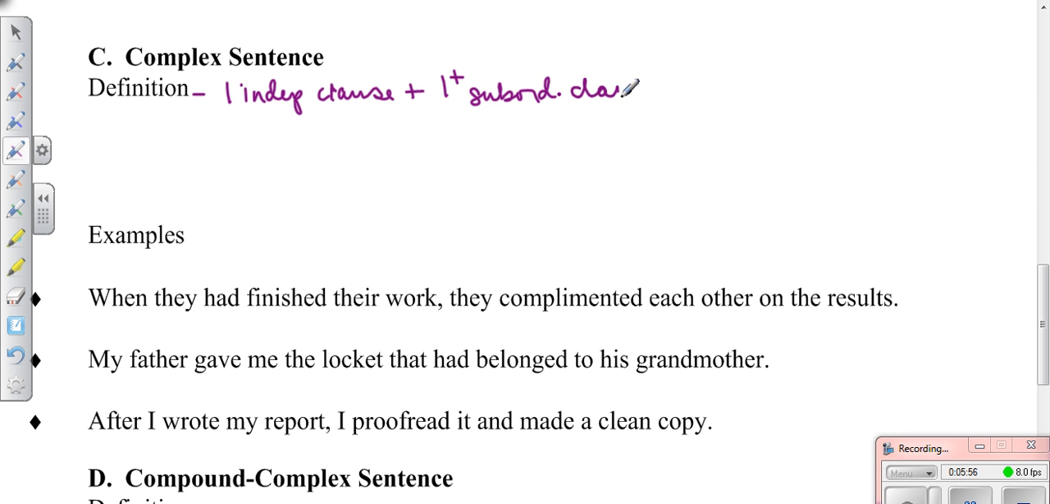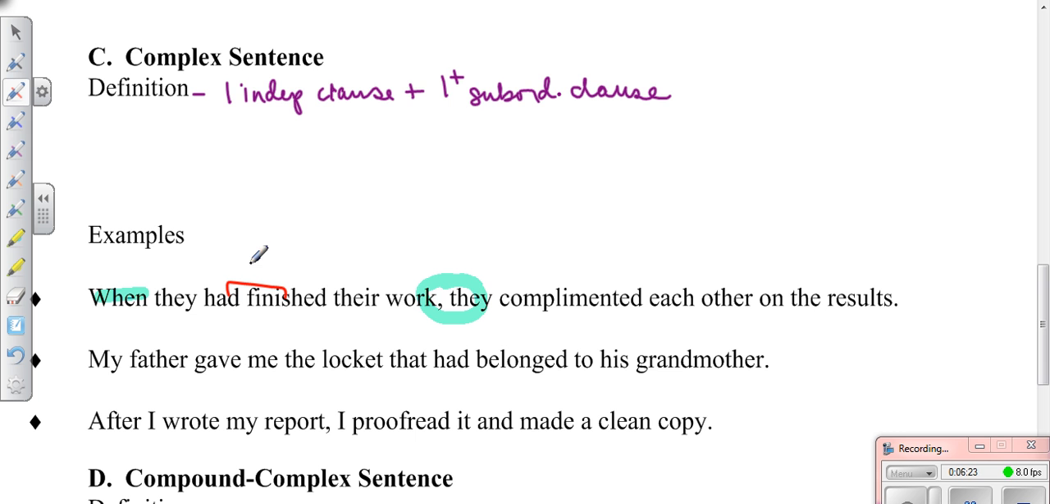So again, when I go through and do my subject and verb pairs, I'm going to see that I either have compound or complex. Then depending on if they can stand alone, I get my label. So, when they had finished their work, comma, they, there's my clue right there. Commas alone don't separate independent clauses. They complemented each other on the results. The word when is also a clue.